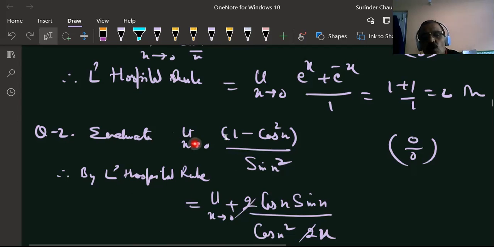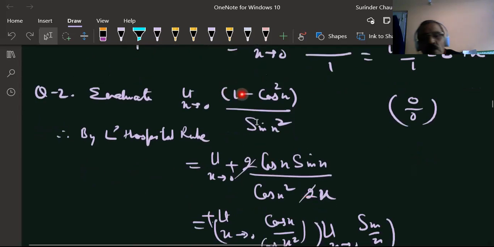Therefore, the limit x to 0 of f(x) upon g(x) is equal to the limit x to 0 of f dash x upon g dash x. Differential of the numerator: the differential of the constant is 0, minus the differential of cos x, which is minus sin x, and the differential of the denominator sin squared x is 2 sin x cos x.